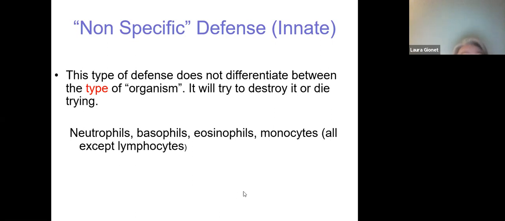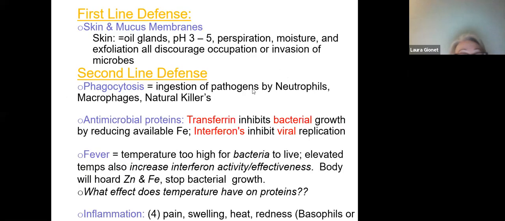The non-specific defenses are essentially all the white blood cells except for the lymphocytes: neutrophils, basophils, eosinophils, and monocytes, or macrophages. The ones that are going to be specifically phagocytic will be your neutrophils and your monocytes.